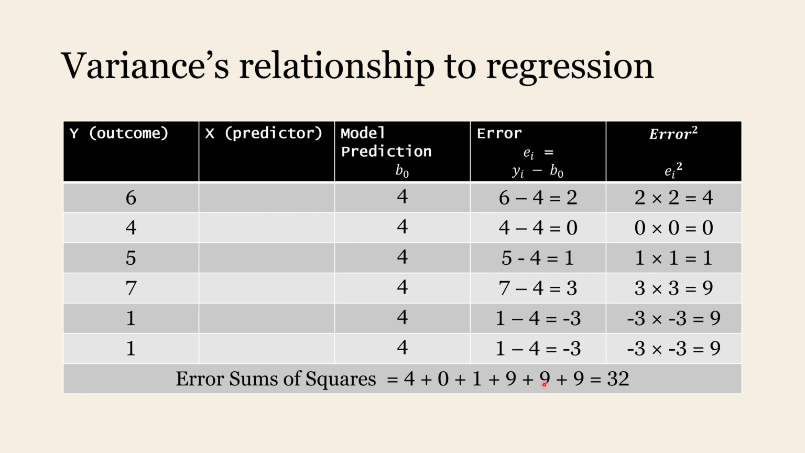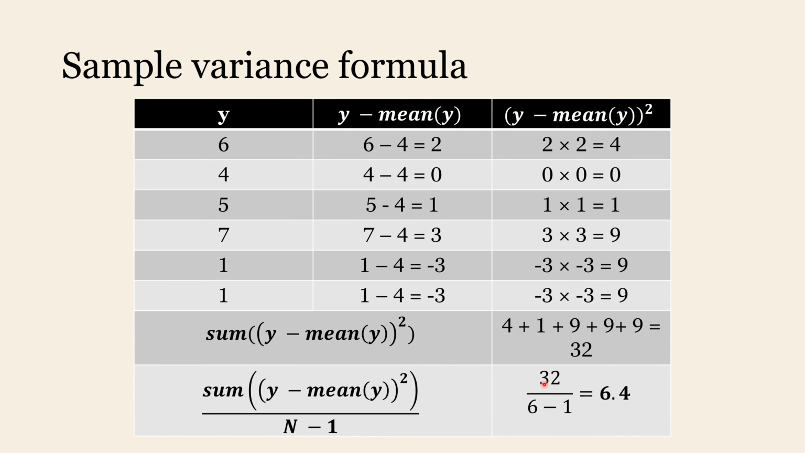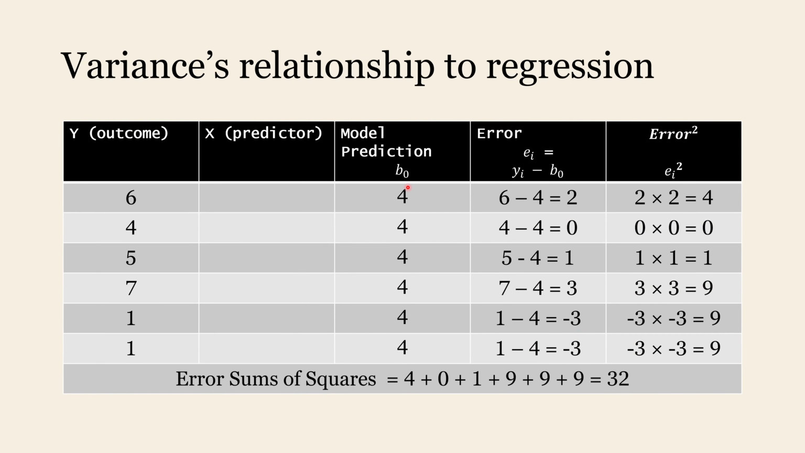So hopefully you've noticed that this error sums of squares looks a lot like the top half of our variance formula that we saw earlier. Previously, when we were working out the variance, we squared the deviation of each of these values from the mean, and that gave us 32. And in the regression model, when we just have an intercept, we're essentially doing the same thing here. So the variance of y is equal to the error sums of squares from our regression model when we just have an intercept, divided by n-1.